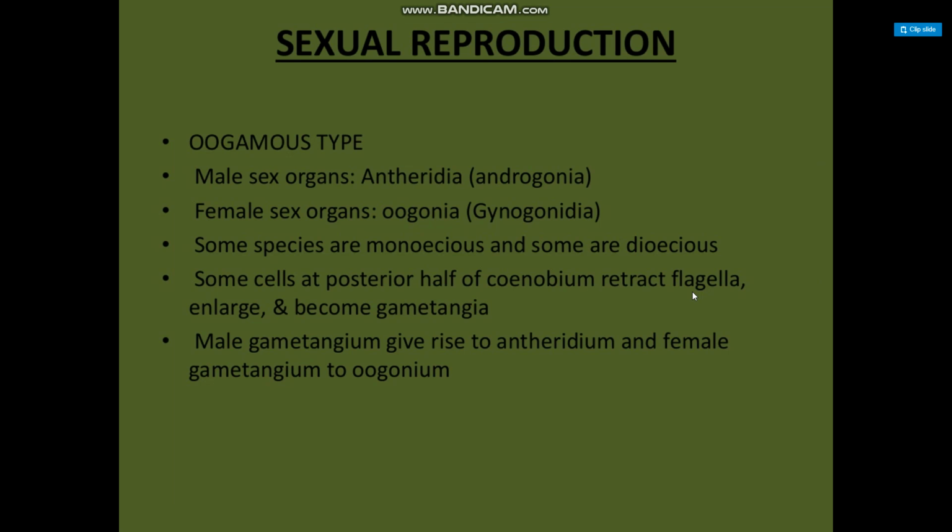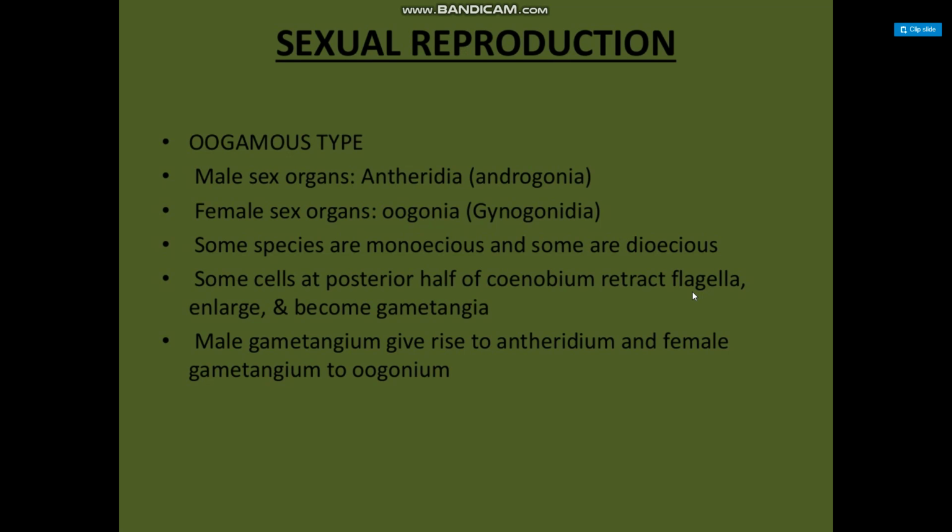Sexual reproduction. This type of sexual reproduction is known as the oogamous type. Male sex organs are antheridia, also called androgonidia, and female sex organs are oogonia, or gynogonidia. Some species are monoecious and some are dioecious.